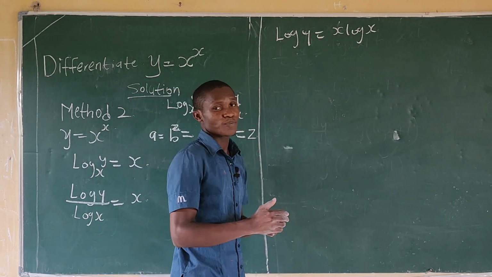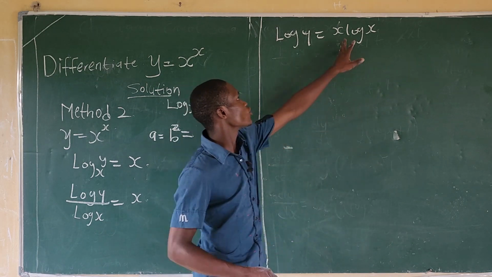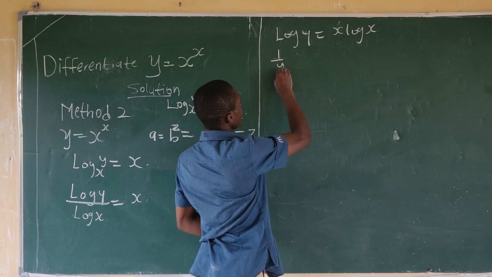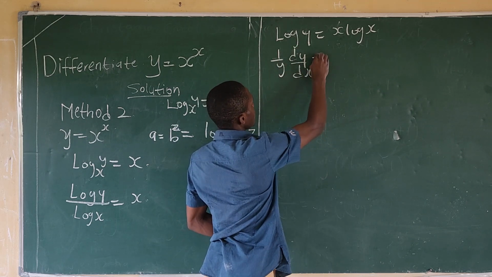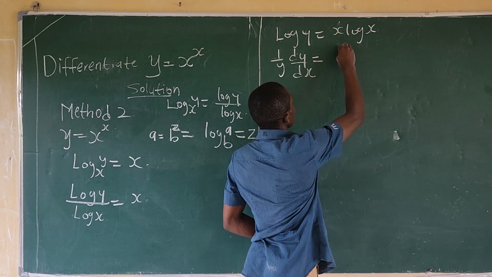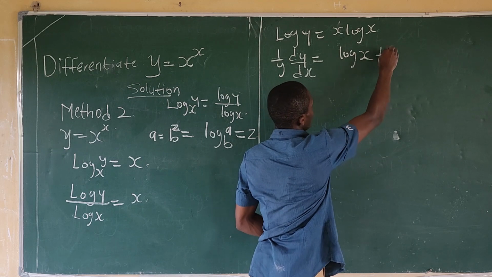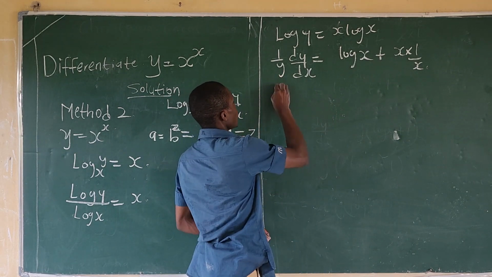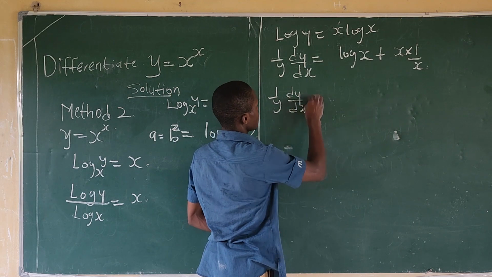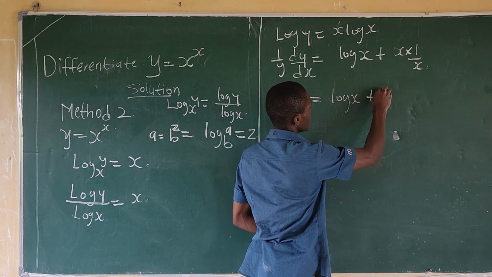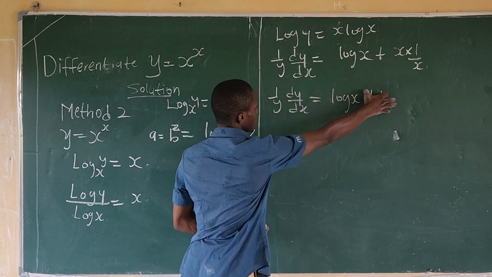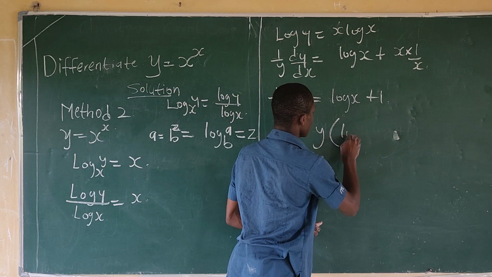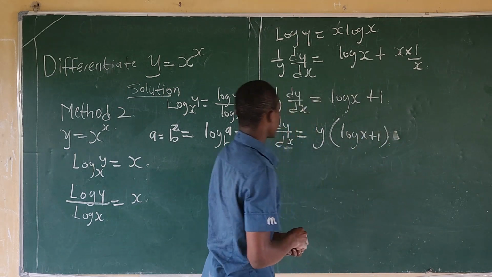Remember I said when you get to this place, you are going to apply the product rule, and differentiate with respect to x. Doing that, we have 1 over y dy/dx equals log x plus x times 1 over x. So 1 over y dy/dx equals log x plus 1. We are going to multiply by y, so we have dy/dx equals y open bracket log x plus 1 close bracket.